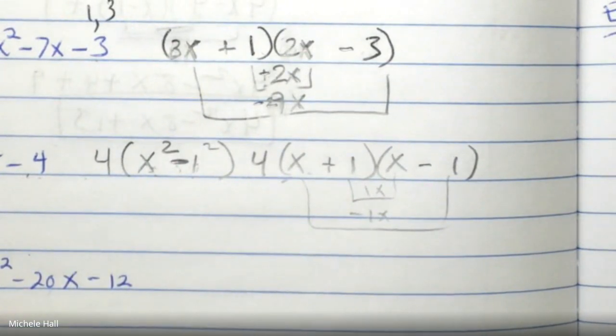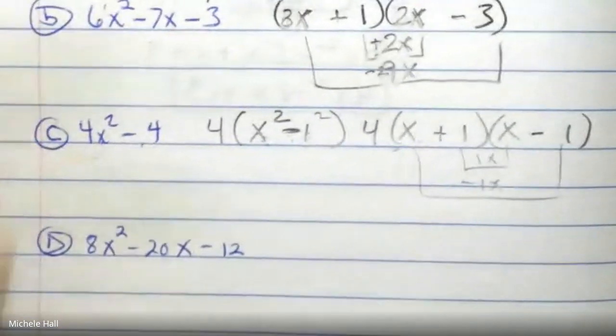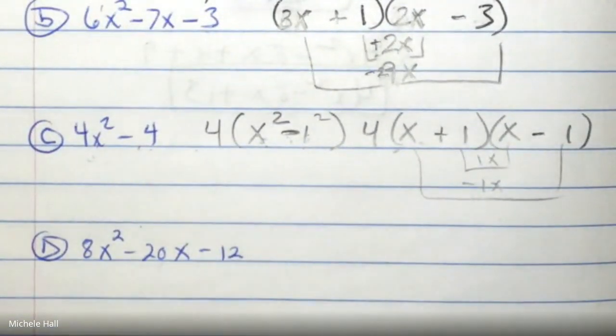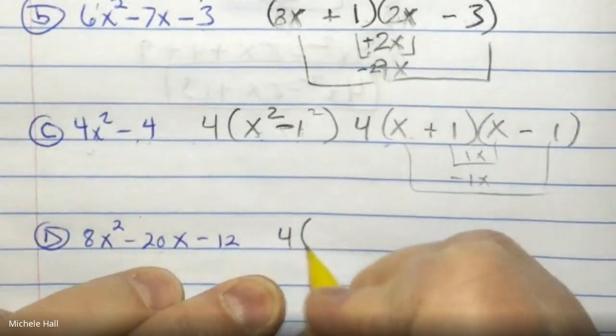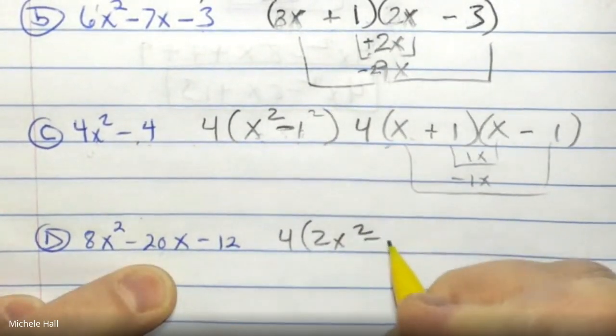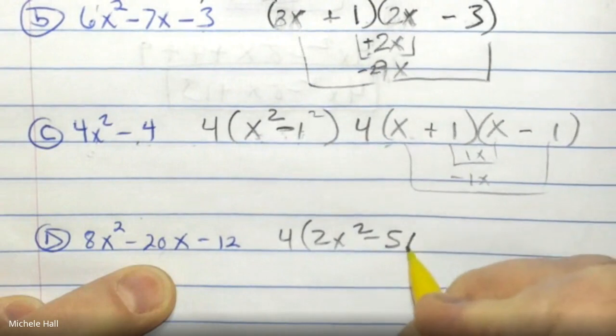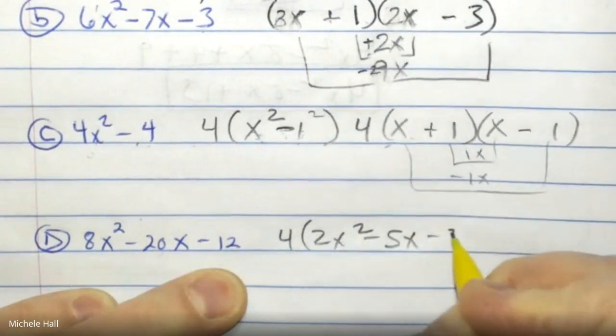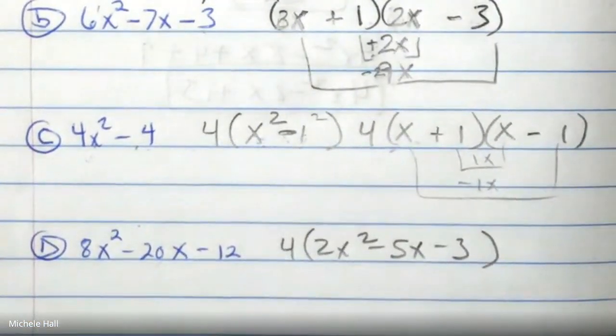Problem D, what's the very first thing I should do? What is the common factor I can pull out from all 3 terms? 4 is the highest. And so that leaves 8 divided by 4 is 2x squared, minus 20 divided by 4 is minus 5x, and then negative 12 divided by 4 is negative 3.